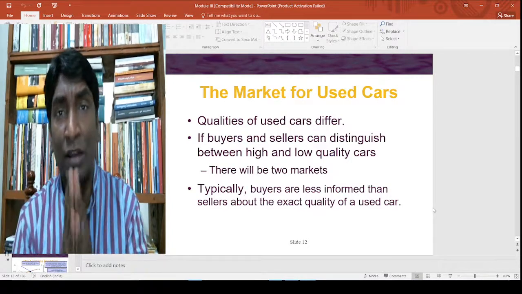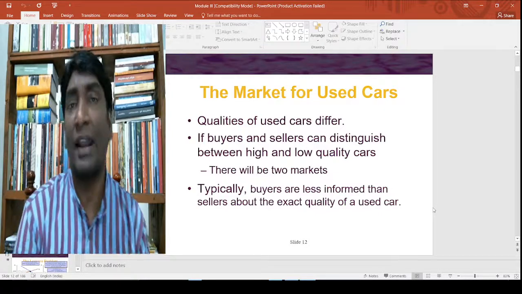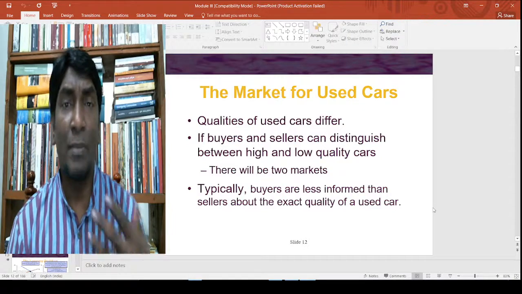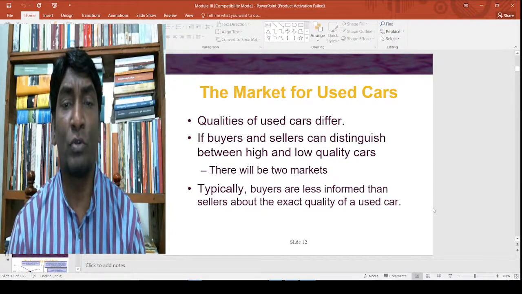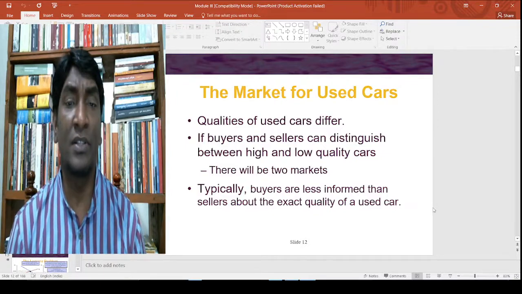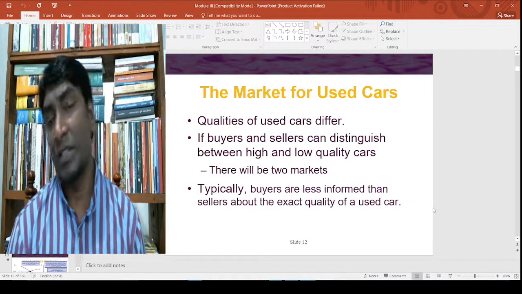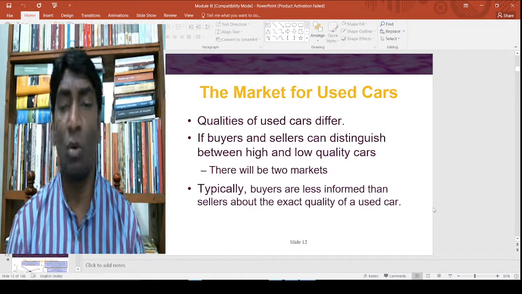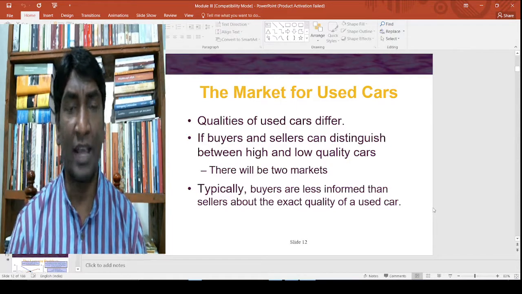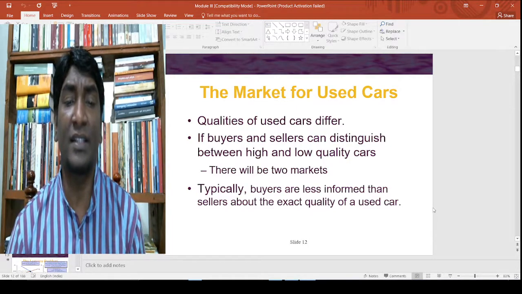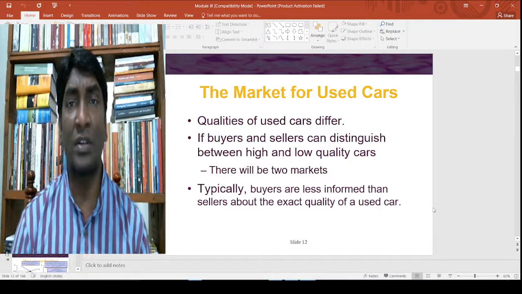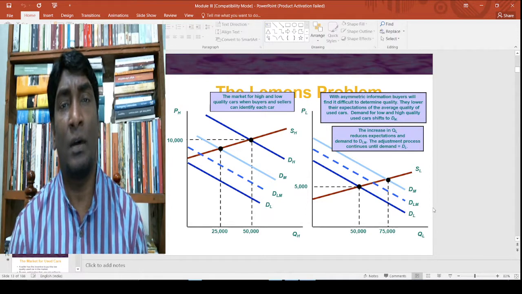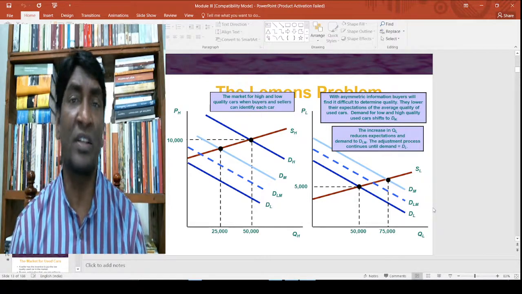So let us look into the example of how Akerlof arrived at this sort of information asymmetry case. This is about the market for used cars. As I said, the quality of used cars differs. There are good quality used cars as well as bad quality used cars. If buyers and sellers can distinguish between high and low quality cars, there will be two markets. Typically buyers are less informed than the seller, because the seller knows what the problem with the car is, because they are the owner, or people who have more information than the other person in that sense.